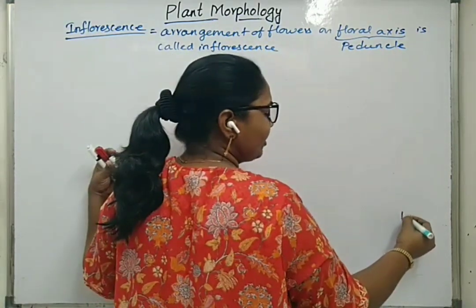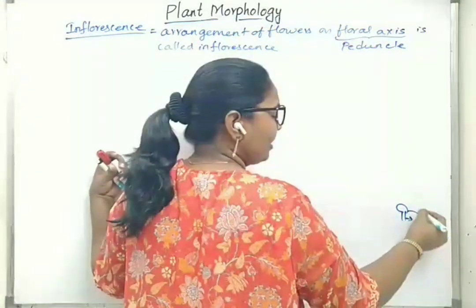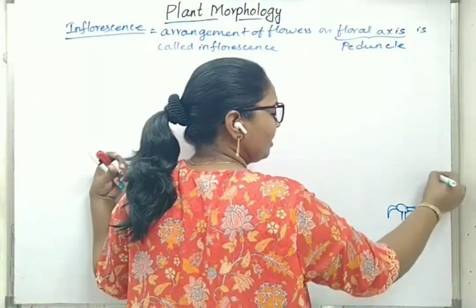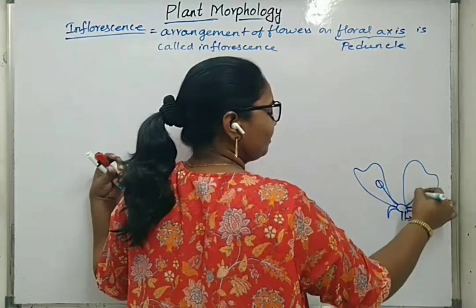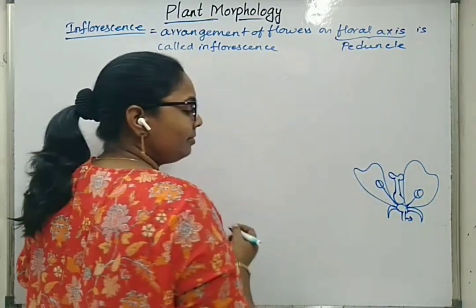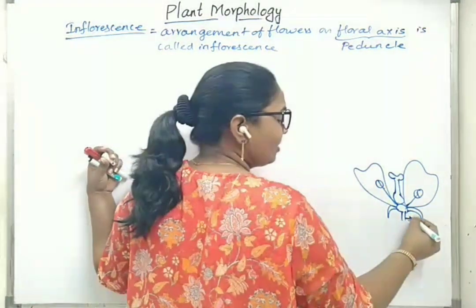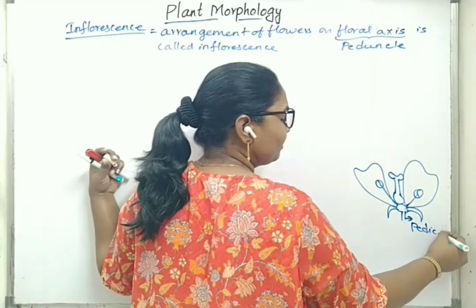We have seen in case of flower, this is the stalk that we hold a flower, and here will be the sepals, here will be the petals, stamens and gynoecium here. Here we are telling this stalk-like structure which we are holding the flower as pedicel.